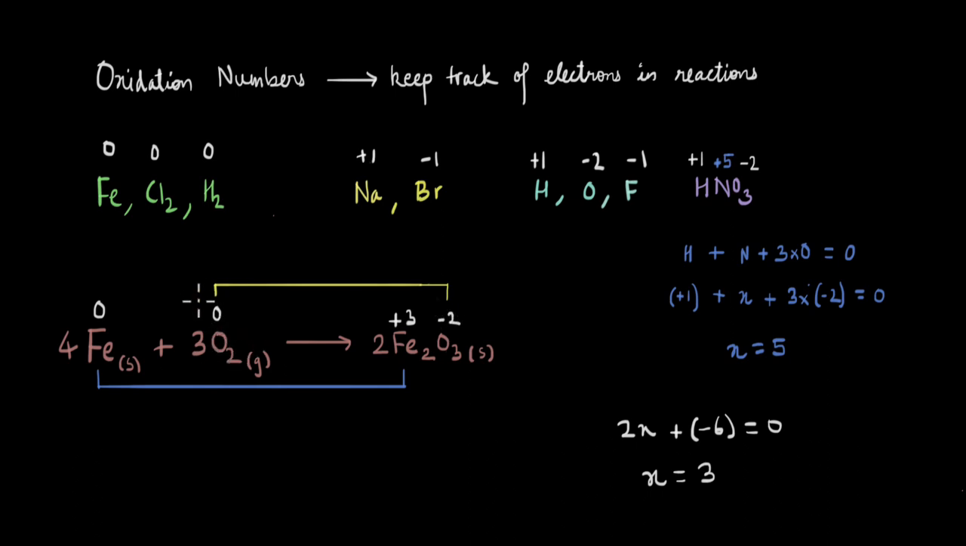So based on how we define redox reactions, we have oxidation and reduction taking place in this reaction, which is why rusting of iron is a redox reaction.